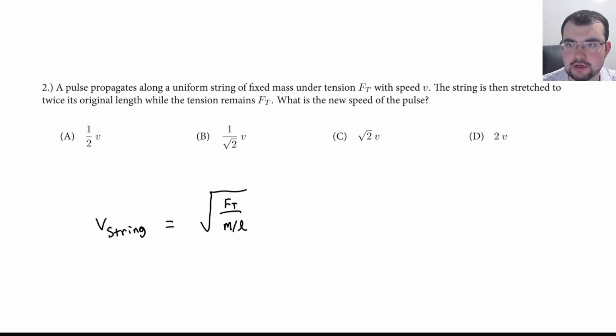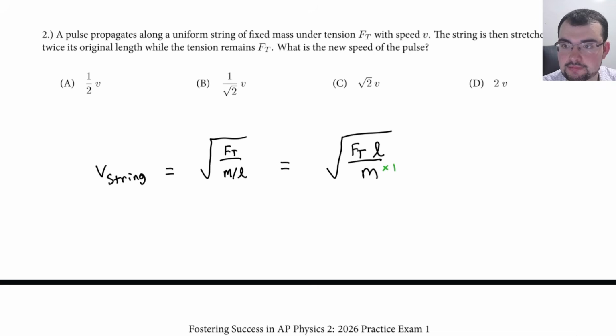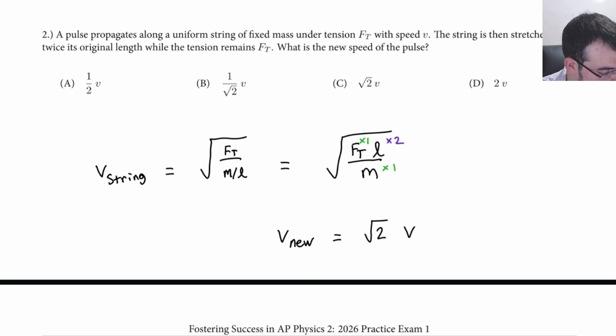This is hard to tell functional dependence just right off the bat because we have this mass per unit length in the denominator. So it might help to get rid of that compound fraction and maybe write this as Ft times L divided by M. It says the string has fixed mass, so mass does not change. The tension remains Ft. The string is stretched to twice its original length. So we have doubled the numerator, but we're under a square root. So my new speed is just going to be square root of 2 times the original.